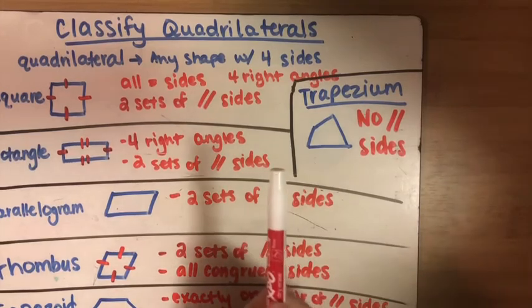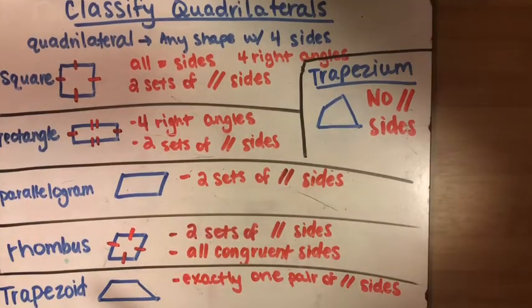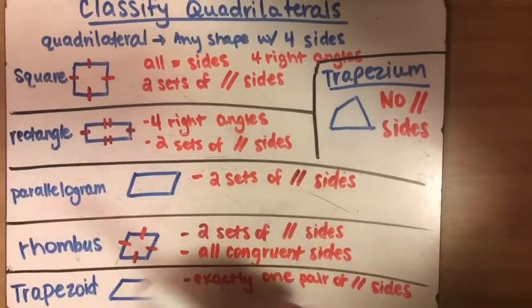So it's completely different than all the other ones. It doesn't have any sides that are parallel. It could have sides that are the same length, but usually it does not because there are no sides that are parallel, and usually when that happens, you can't make the sides the same length.